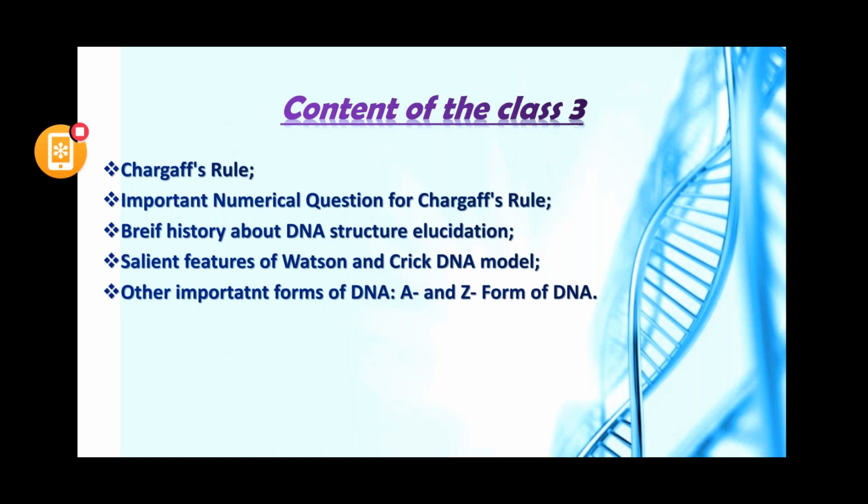Now we will go through the salient features of the Watson and Crick DNA model, which is normally known as the B form of DNA. Then we will learn about other important forms of DNA, which exist in the cell for a very short period of time. That type of DNA is A DNA and Z form of DNA.